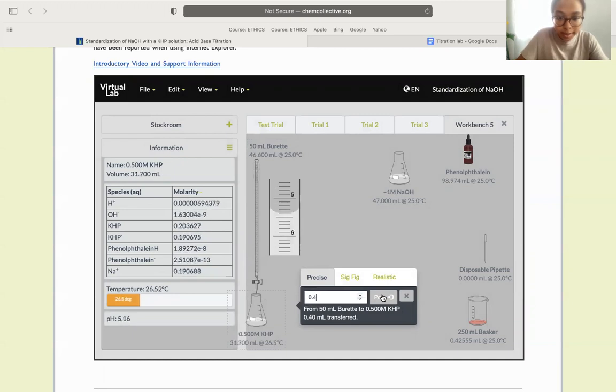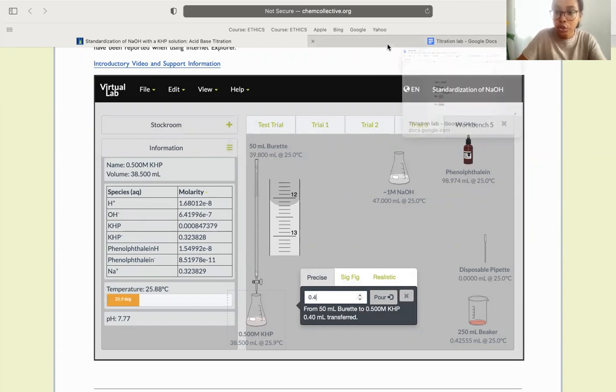I can see here that the pH on the left is increasing as the base is being dropped into the solution. Here I see that the color has just changed. I have 39.8 milliliters of sodium hydroxide left in the burette. So from my initial start of 53, subtract 39.8, that will give me 13.2 milliliters.